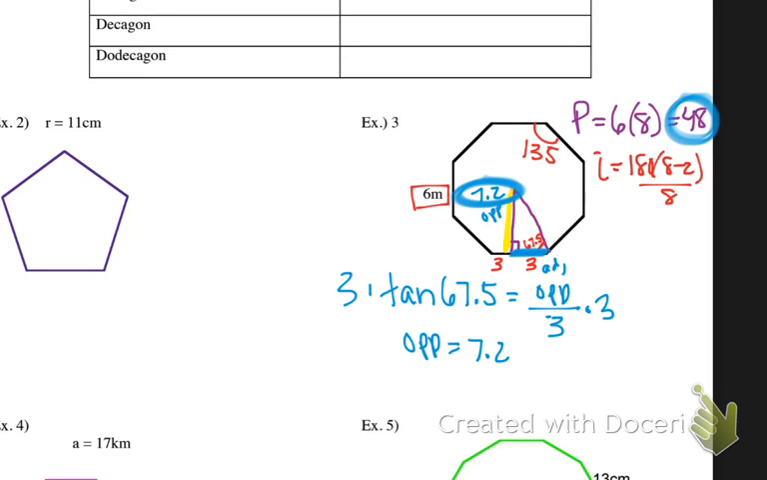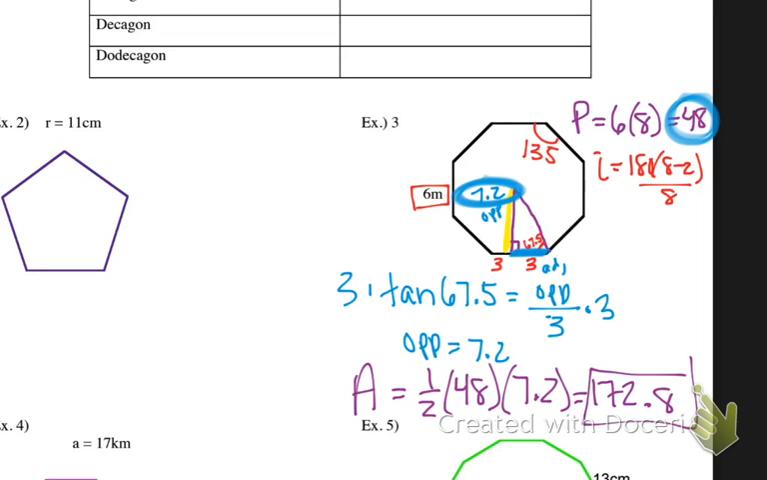Now we are ready to go for our formula. So 1/2 perimeter times apothem. We get 172.8.